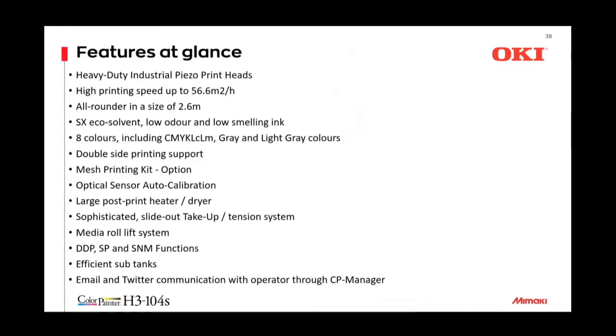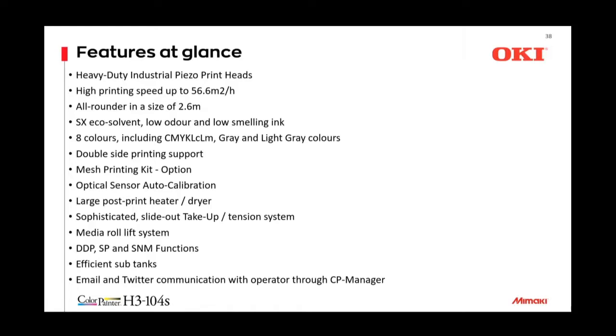Okay, features at a glance. A couple of things I just want to highlight here. A lot of these double up from the M-64, but we've got double-side printing support. I've mentioned the 8 colors. So we've actually got CMYK, light cyan, light magenta, grey, and then a light grey in this setup. We've got a mesh printing kit as an option. It is an optional item, but I'll touch on that.